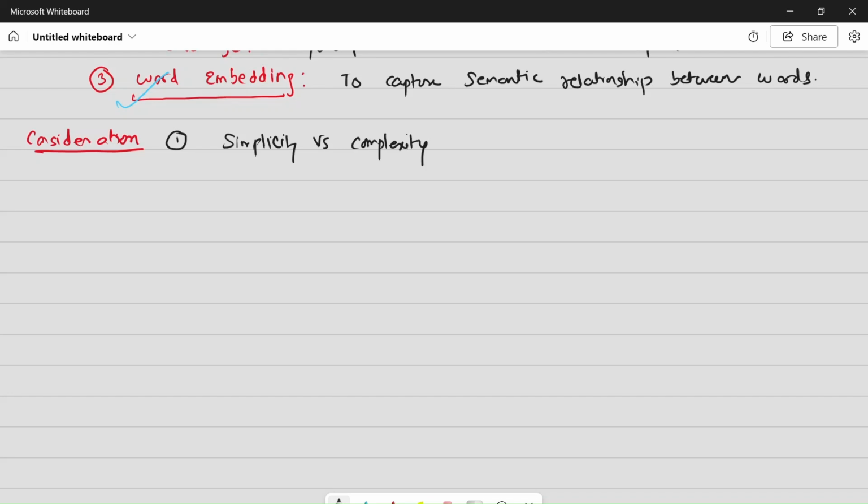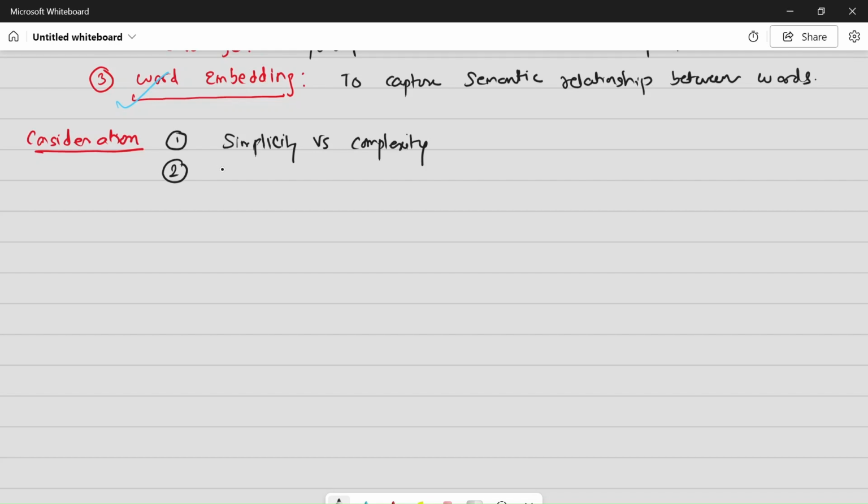But if you feel your data is very complex, you want to understand the semantic meaning, and semantics plays a very important role, then go ahead with word embedding. And even if the data is huge, go ahead with the word embedding, not the bag of words.